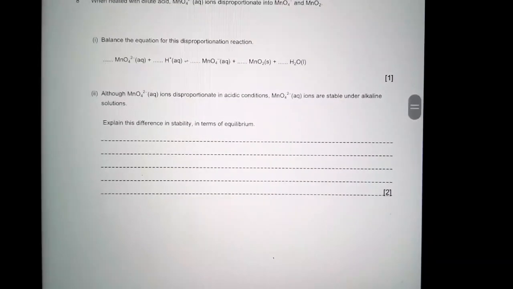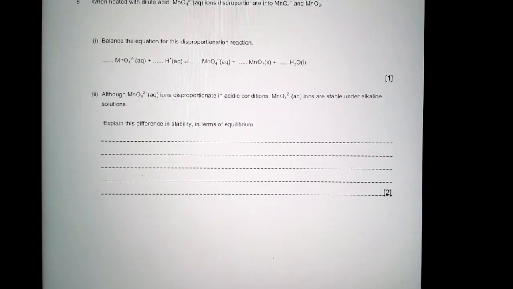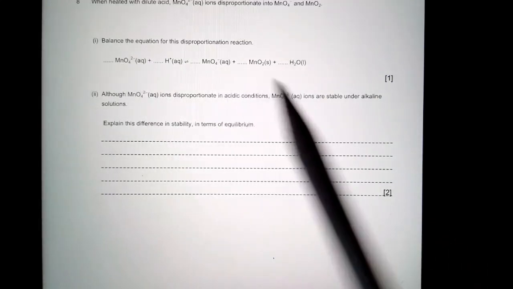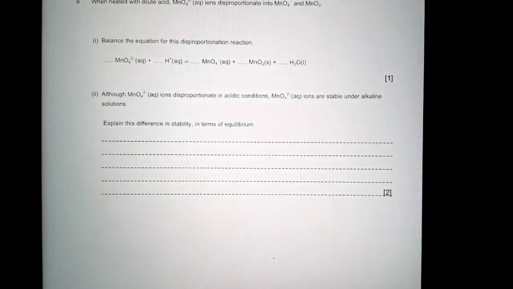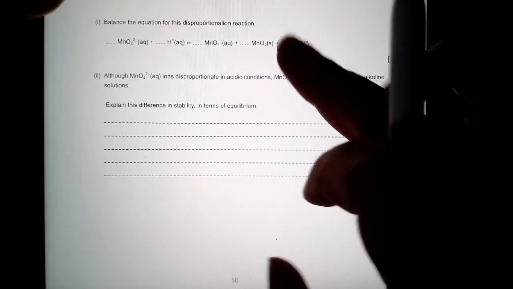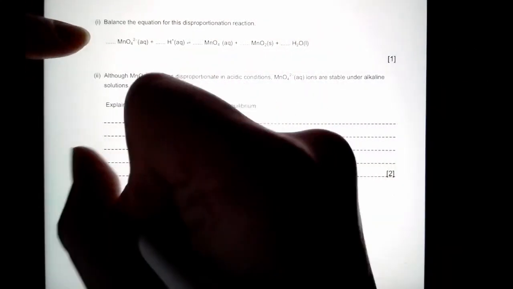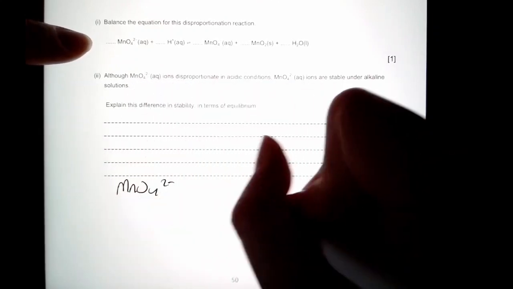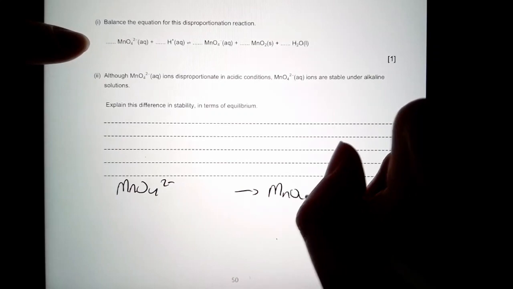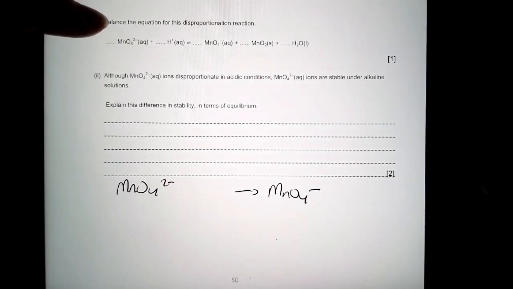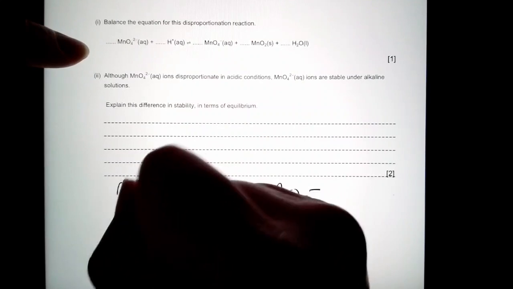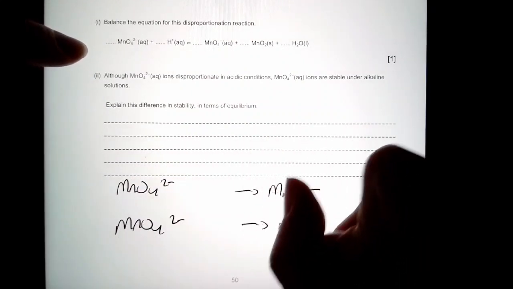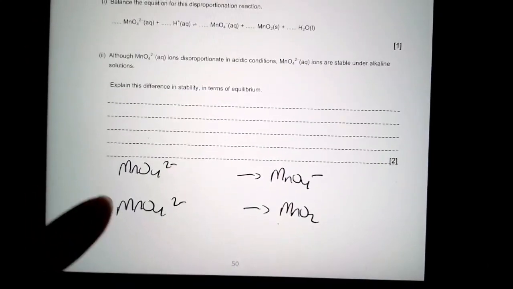Number 8. This one here, balance the equation for this disproportionation reaction. Again, they've given you the equation, so the obvious thing to try and do is just balance it using oxidation numbers, but it's just awkward because you've got the manganese appearing twice. So we can do it, but I think, again, what's easier is just to write this as half equations. So you've got your MnO4 2- becoming MnO4 -. And then, it's disproportionation, so you've got your MnO4 2- becoming MnO2. So there are your two equations.